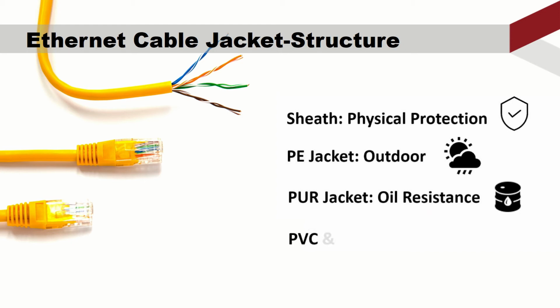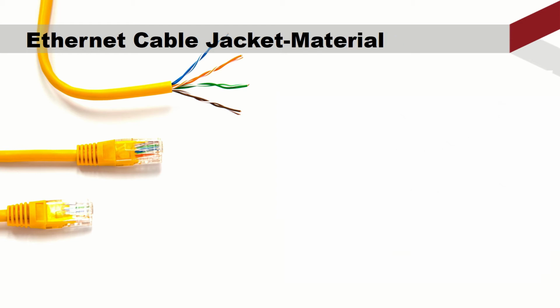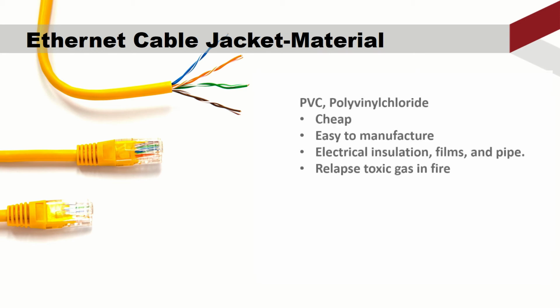Today, we'll mainly focus on the PVC and LSZH jackets that are mostly used in the cabling industry, and their fire ratings. So PVC is a cheap and easy to manufacture material. It is widely used in electrical insulation, films, and pipes. PVC cable will emit toxic fumes when it is burned.